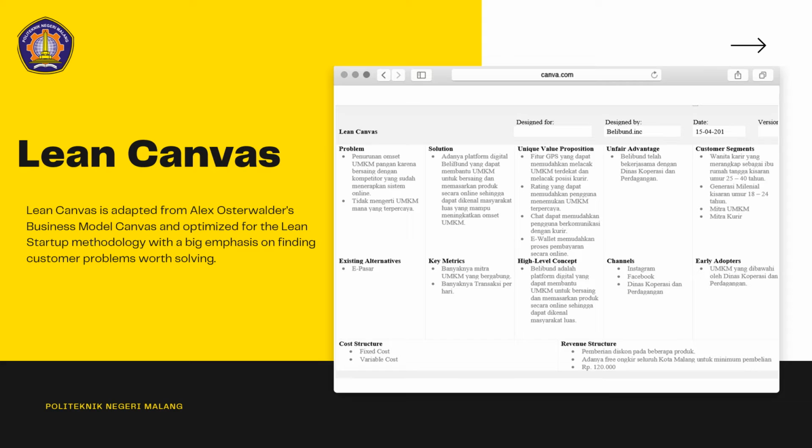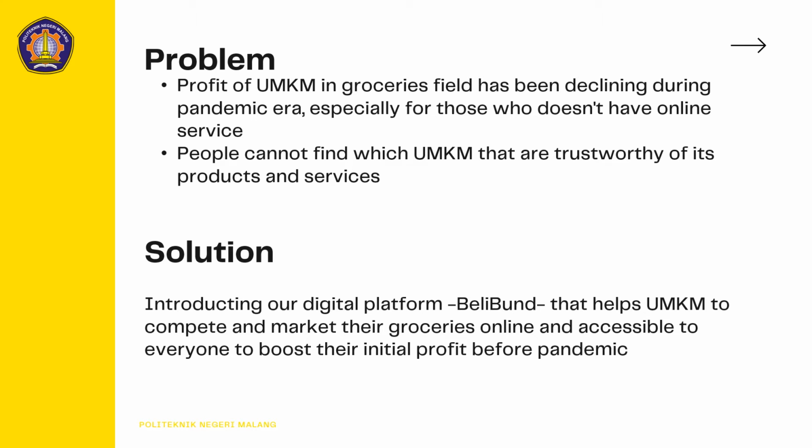So we have mapped our Lean Canvas idea here, and this is the full coverage of it. But let's see the details. The first part of our Lean Canvas is addressing the problems. We all know that the profit of UMKM in the groceries field has been declining during the pandemic era, especially for those who don't have an online service or online presence. They lack marketing strategies in terms of digital marketing.